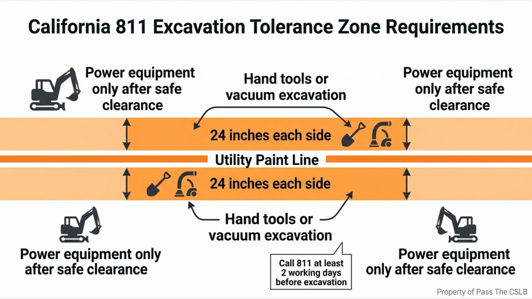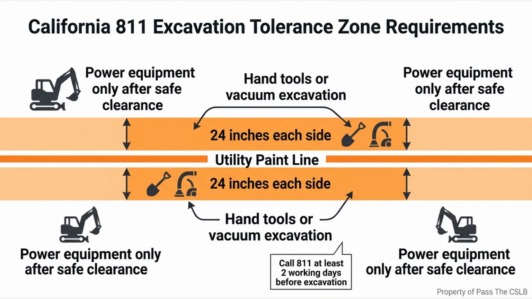A locator can read a signal and mark a path, but the actual line may be deeper, shallower, offset, repaired, or connected to something not shown on a plan. Hand potholing and vacuum excavation slow the job down on purpose. That slowdown is the point. It replaces blind force with visual confirmation.